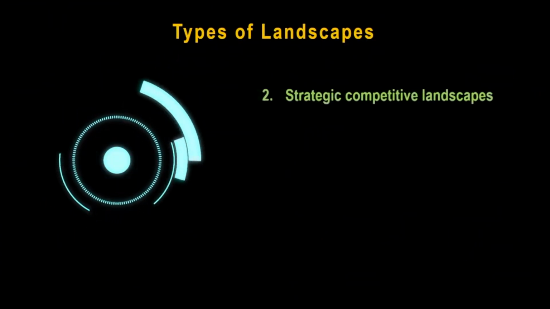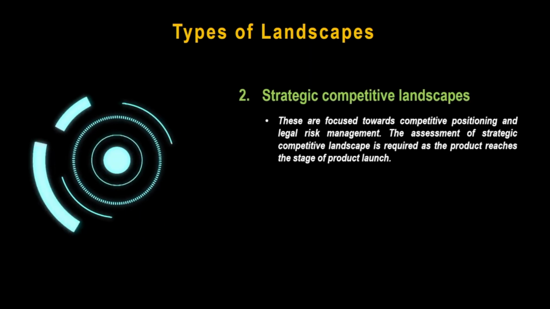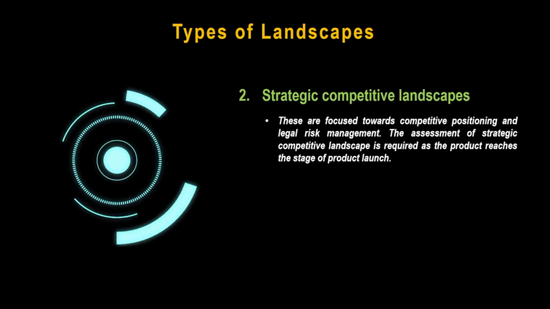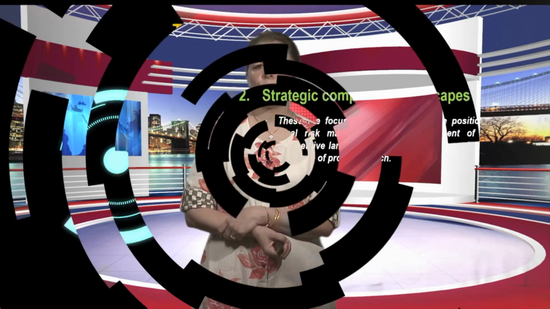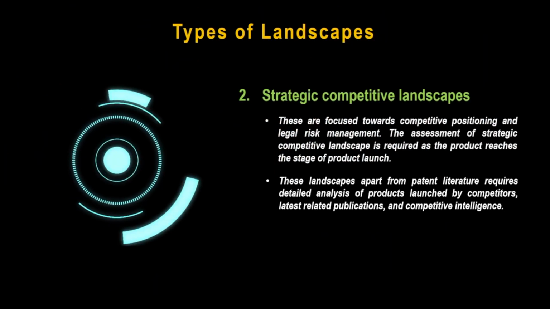The second type of landscape is known as the strategic competitive landscape. These types of landscapes are focused towards competitive positioning and legal risk management. The assessment of a strategic competitive landscape is required as the product reaches the stage of product launch. That means at the launch of the product we require these landscapes. Now, these landscapes, apart from patent literature, require detailed analysis of the products launched by the competitors, the latest related publications and competitive intelligence.